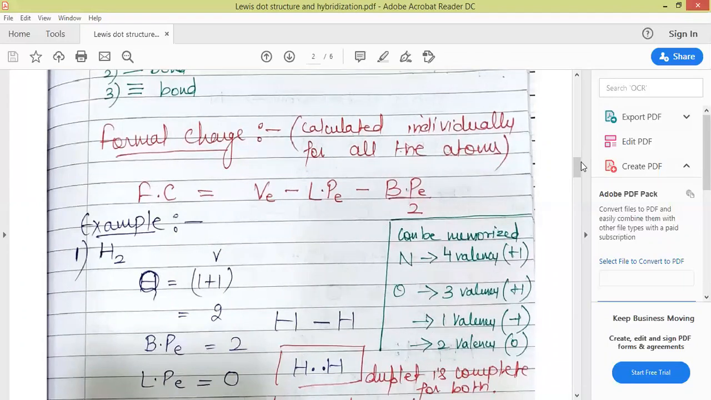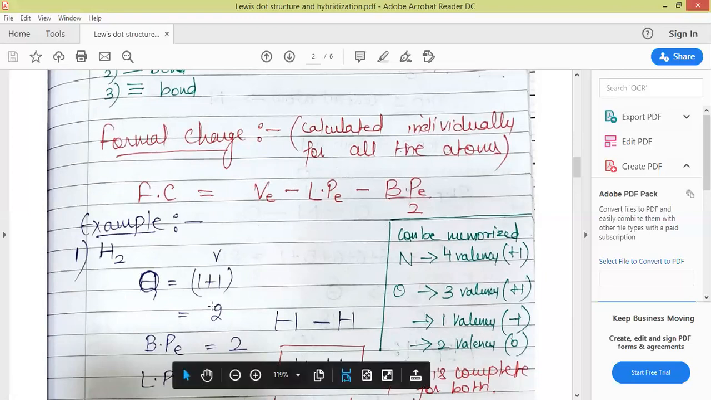Next, we count the electrons for completion of the octet of the corner atoms, then we count for the central atom. Now if we are satisfied that the octet rule is satisfied everywhere, then we calculate the formal charge, that is, whether there is any charge on the atoms present in the molecule. Formal charge is calculated individually for all the atoms. Here we have taken the example of hydrogen. Firstly, this is the formula for formal charge. I'll be discussing it with the example of hydrogen.